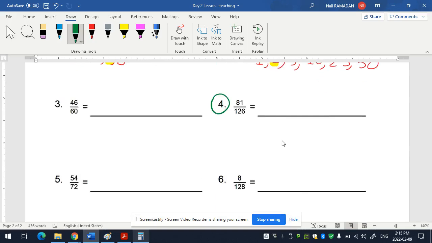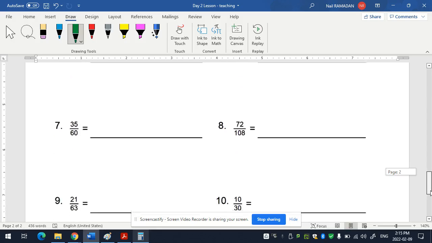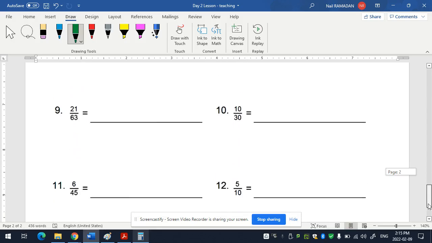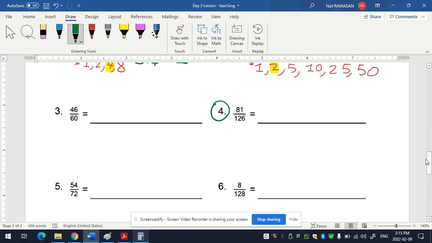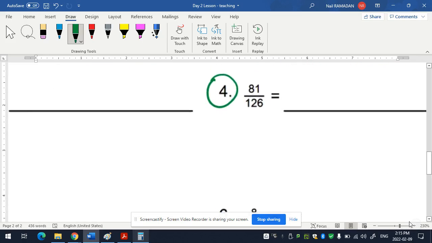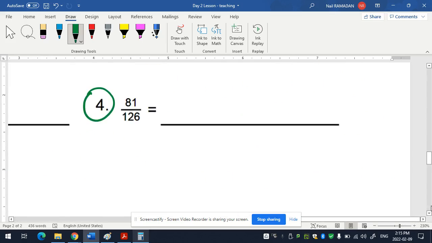So let me do this one. Sure, let me do this one. All right. Let's put the list. First number. Do you think 81 divides 2?